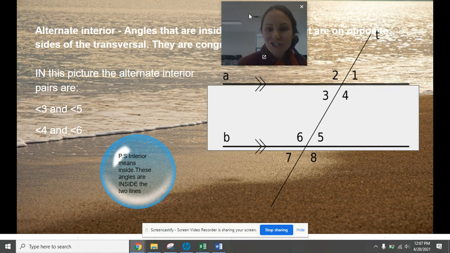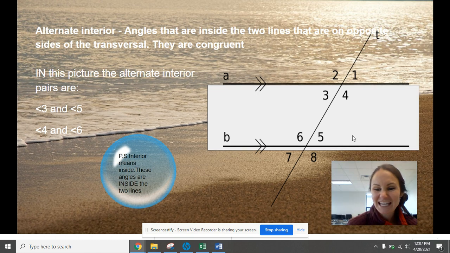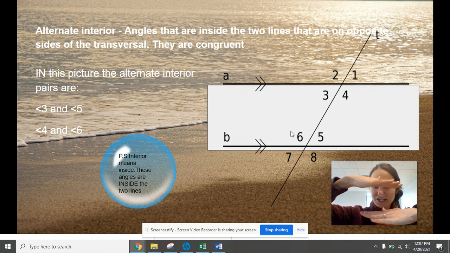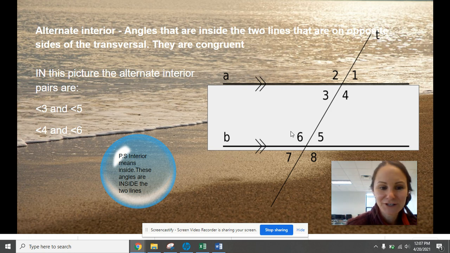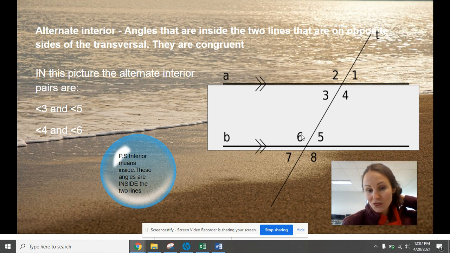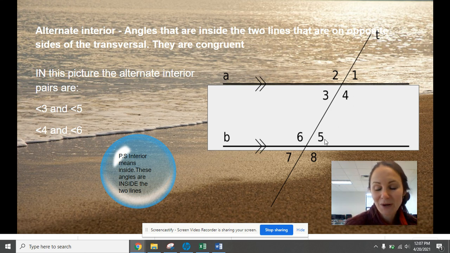Next, we have alternate interior. Okay, so think inside. You can almost think of it like a sandwich, and the inside of your sandwich is the interior. And then we also have that word alternate, meaning on opposite sides of this transversal. So 3 and 5, and then also 4 and 6 are your alternate interior angles. Those angles are also going to be congruent. So whatever the measurement of angle 3 is, that's going to be the same as angle 5. Okay, whatever 4 is, that's the same as 6.